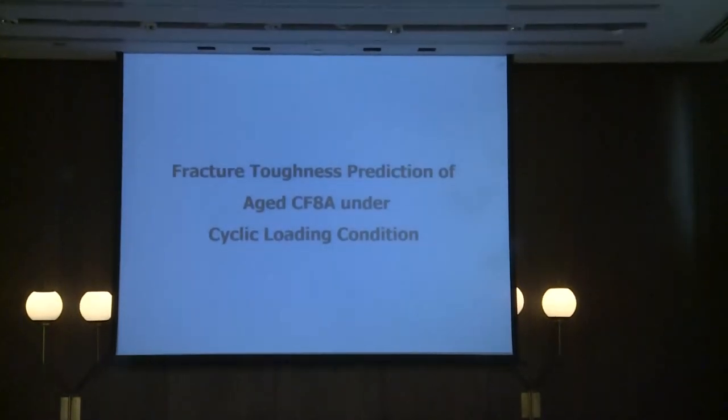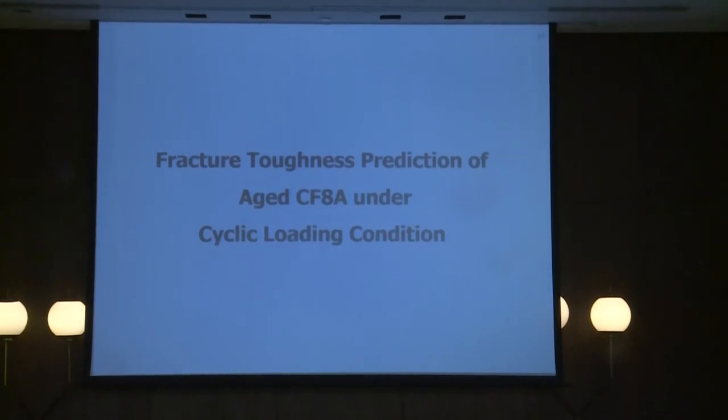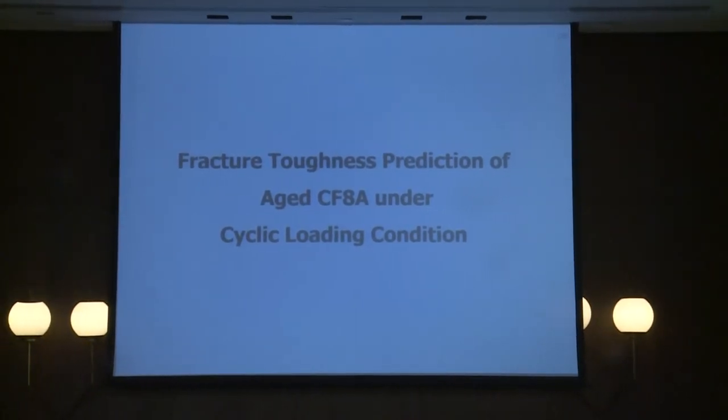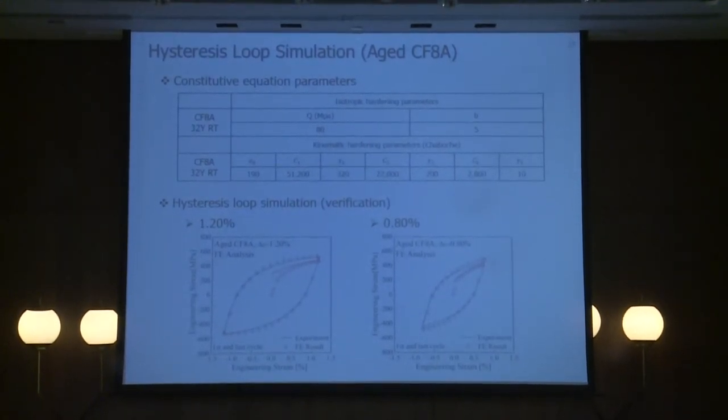So after predicting the fracture toughness of aged CF8A under the monotonic loading condition, we extend it to the cyclic loading condition. To apply the cyclic simulation, the first thing we have to do is determine the cyclic material properties, and we used the combined hardening model with the Chaboche kinematic hardening model, and we determined those parameters from the 1.2% hysteresis loop. The determined parameters are shown in this table, and the hysteresis loop simulation for verification is shown here.